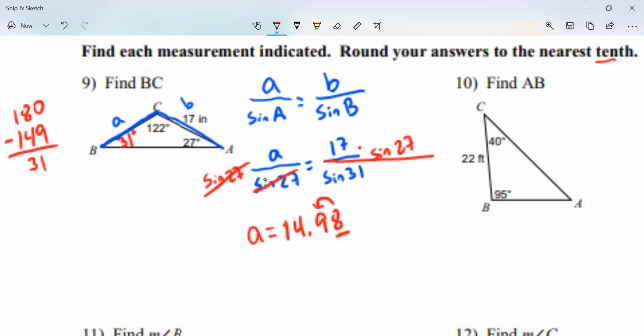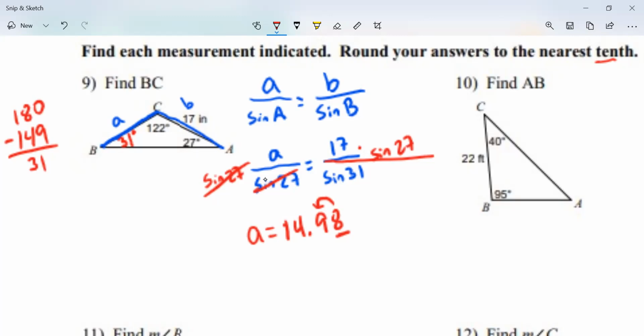Now do me a favor, 14.9, do not call it 14.10. 14.10 is the same thing as 14.1. So instead of rounding it up, you rounded it way down. So do not call it 14.10.